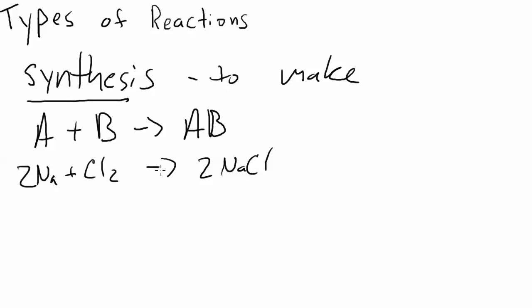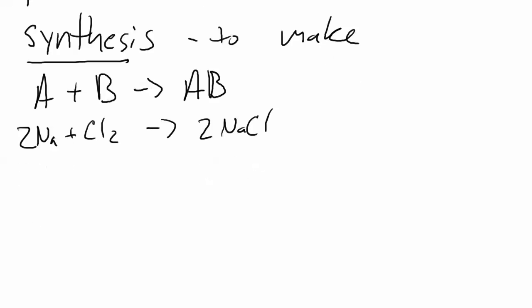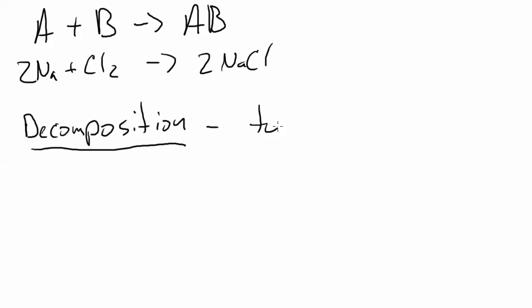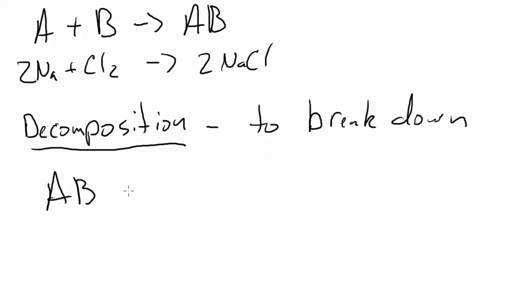The next one we'll do is the opposite of synthesis. It's called decomposition. Decomposition is a word you've probably seen before. It means to break down or apart. And so decomposition reactions are the exact opposite of synthesis. You start with a compound, and then through the chemical reaction, it separates into its constituent parts, the parts that it's made out of. So if you had a compound made out of A and B, it would separate into A and B.